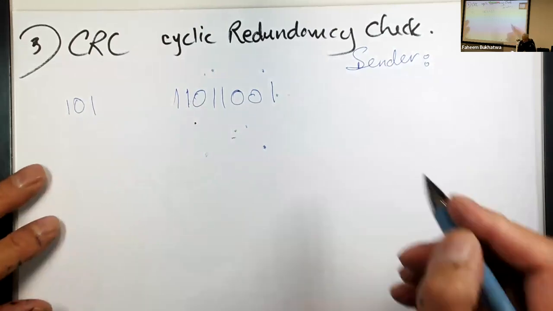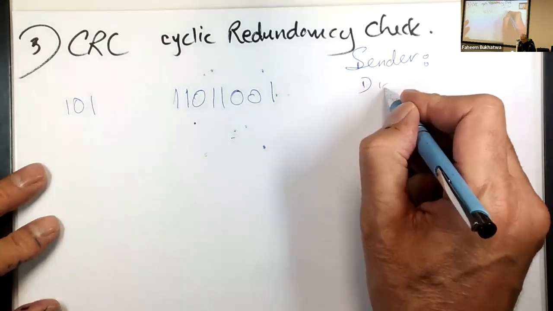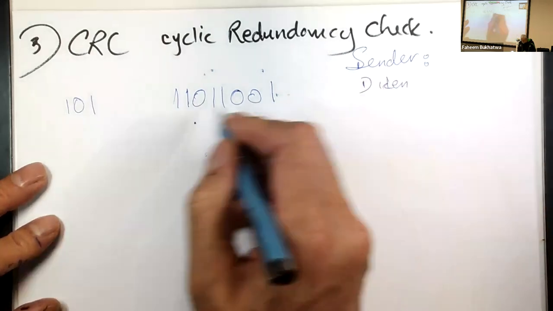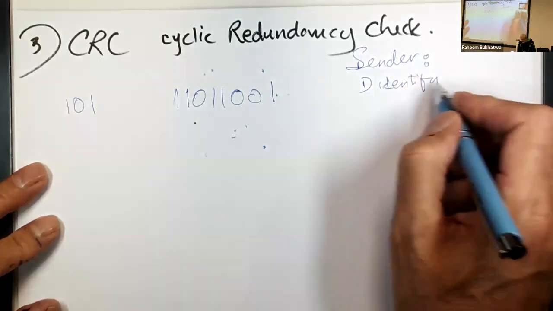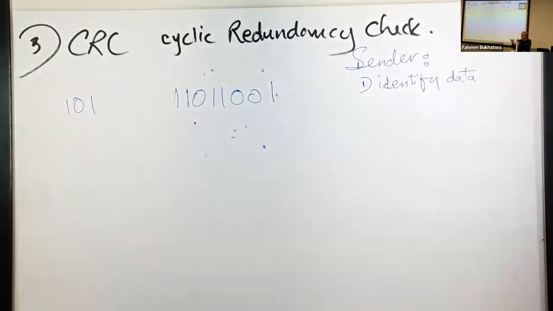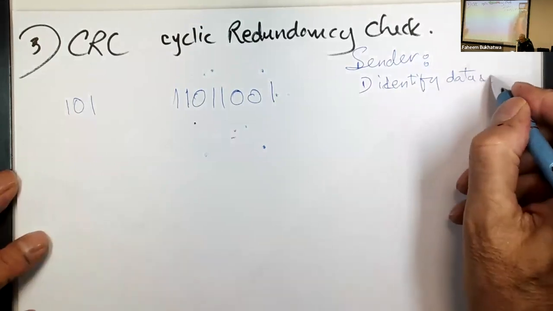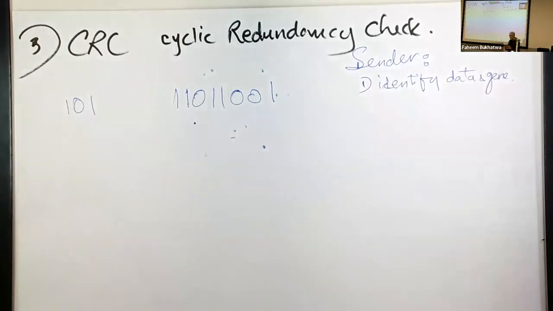Now, step number 1 in this is first just make sure you know where's the data. Identify your data that you need to transfer. That's the frame. You're given some information, say send this. And in this case, the generator, that's the number. So the generator is a number agreed between 2 sides. And it's not a secretive number.